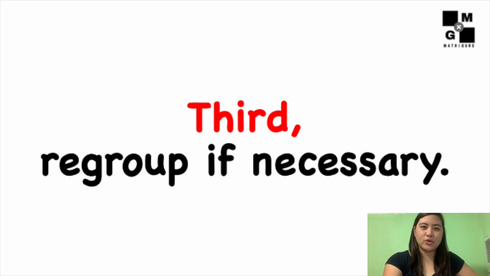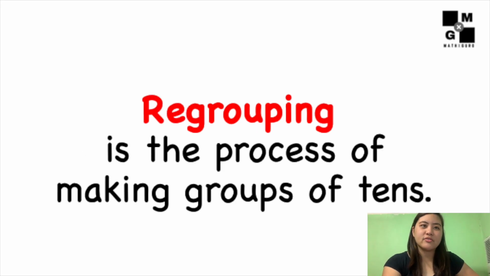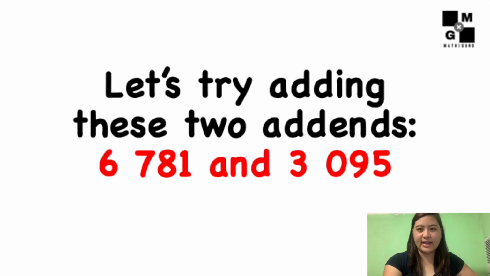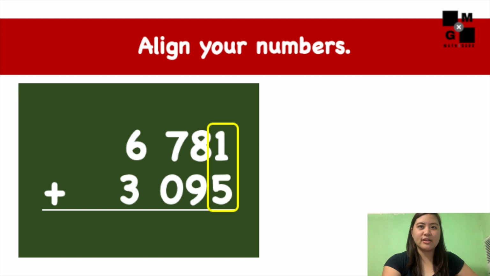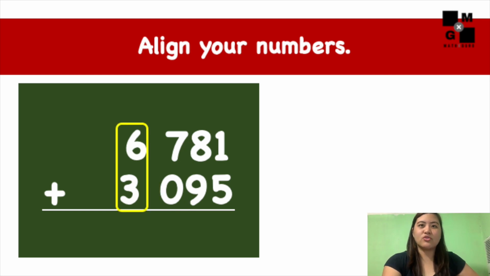So what is regrouping? Regrouping is the process of making groups of tens. So let's try adding these two addends. Let's say we have 6,781 and 3,095. So let's do first the first two rules. Align your numbers. So let's check. Ones under ones, tens under tens, hundreds under hundreds, then thousands under thousands. So we will go on with the second rule.